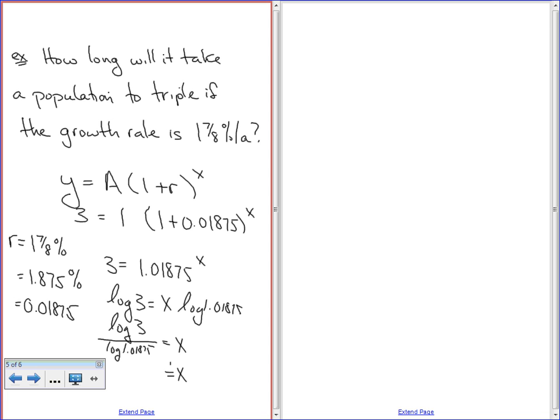X is approximately equal to, somebody tell me what x works out to be? Anybody get that? Rebecca? And then just write yourself a therefore answer or statement. Therefore, it will take about 59.1 years.